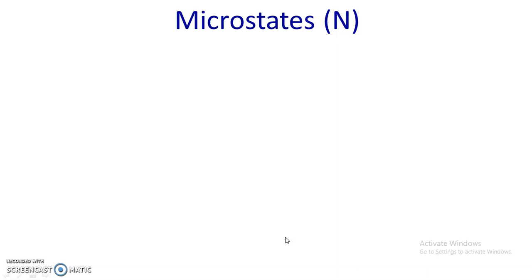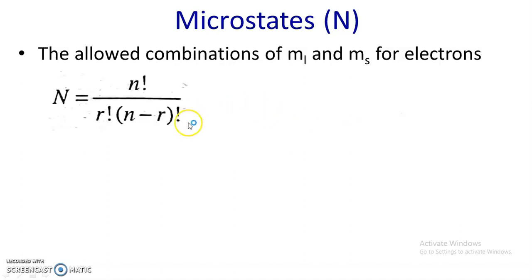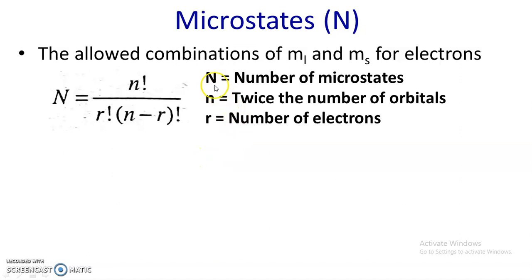Microstates are the allowed combinations of ml and ms values for electrons, or each different arrangement of electrons in a set of orbitals having slightly different energies. These are called microstates, and the number of microstates is given by the formula N = n factorial upon r factorial into (n minus r) factorial, where capital N is the number of microstates, and small n is twice the number of orbitals.